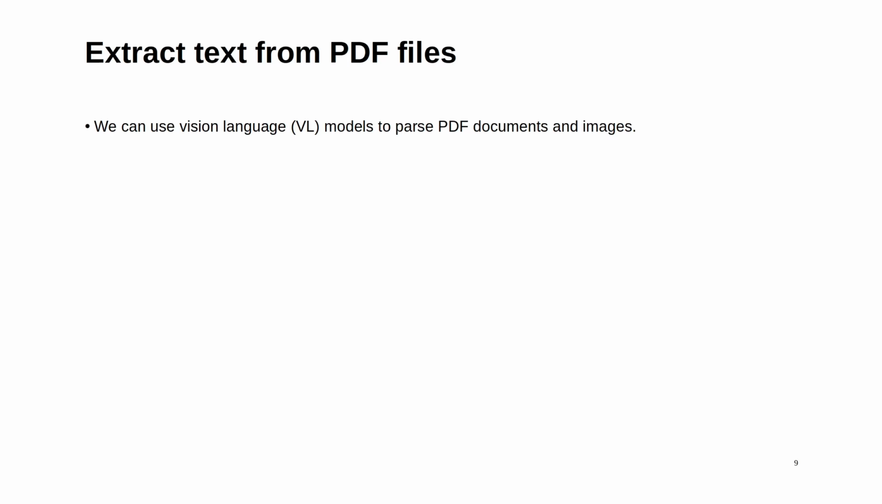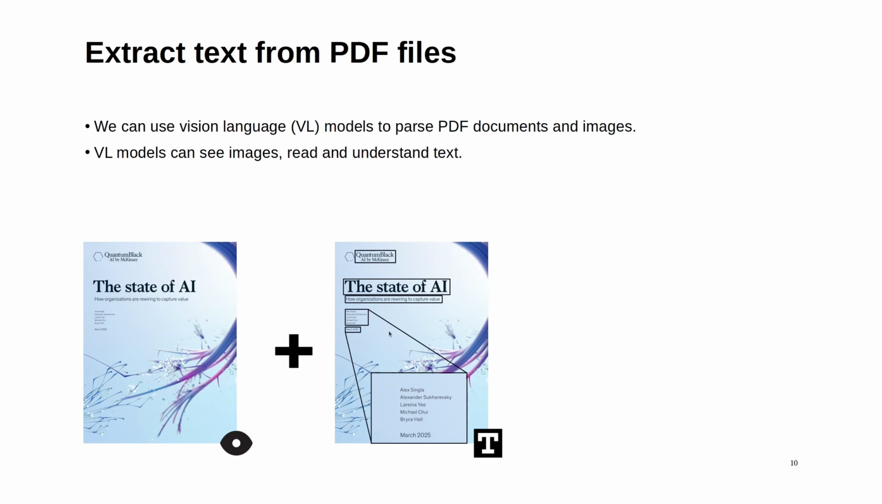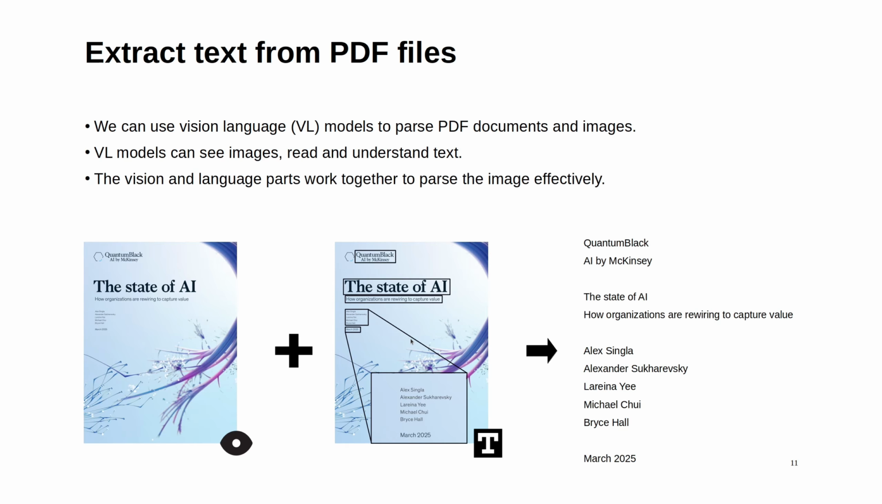So, if we shouldn't use these libraries to parse PDF documents, what should we use instead? The answer is Vision Language Models. VL models can see images, read and understand text, and combine both abilities to parse an image effectively. This time the output is perfect. The structure is preserved, and the model even extracted the non-selectable text.